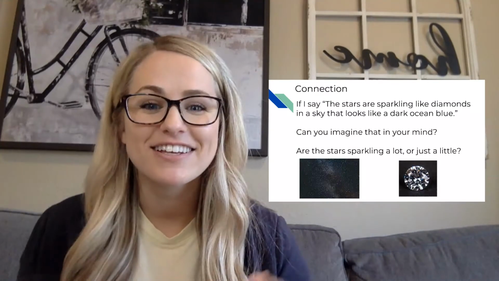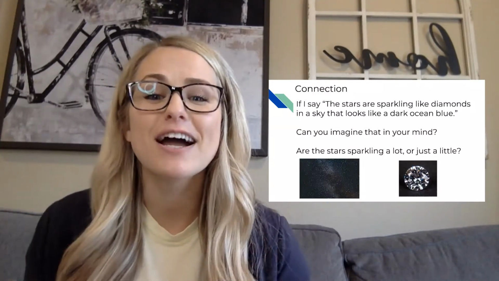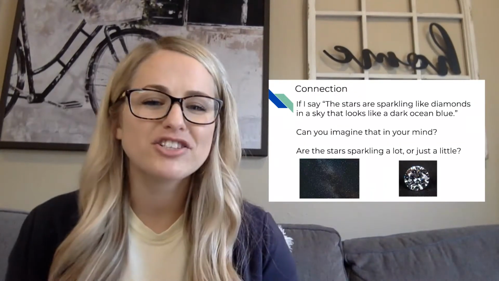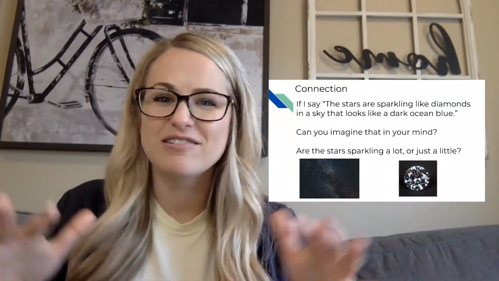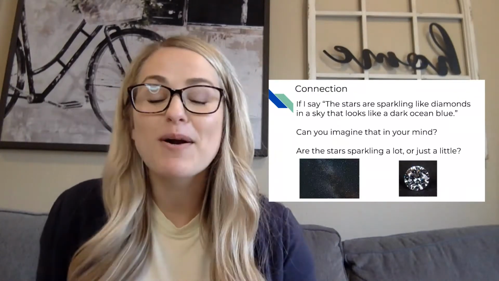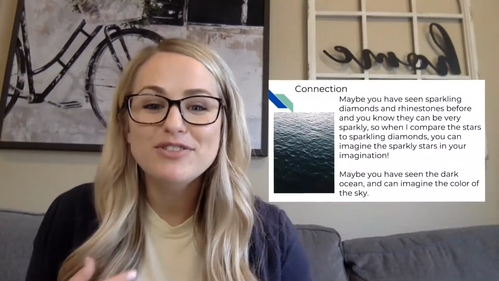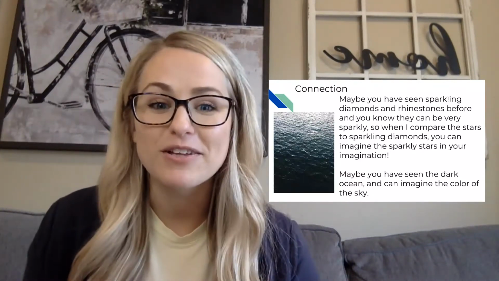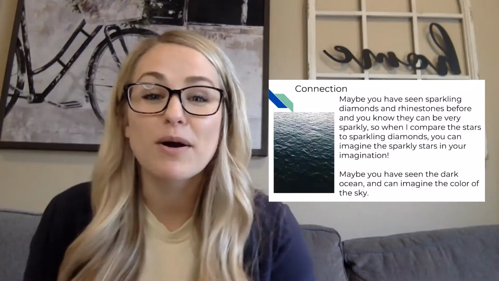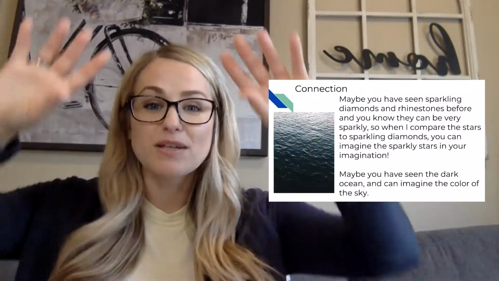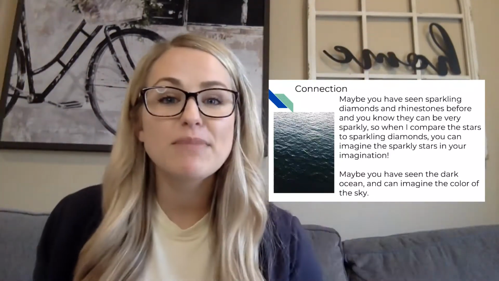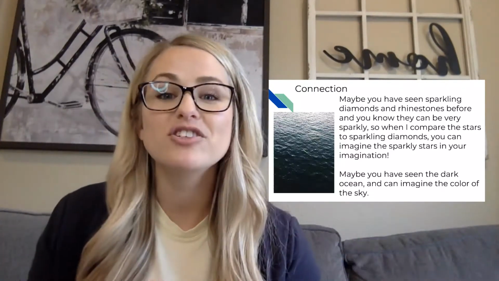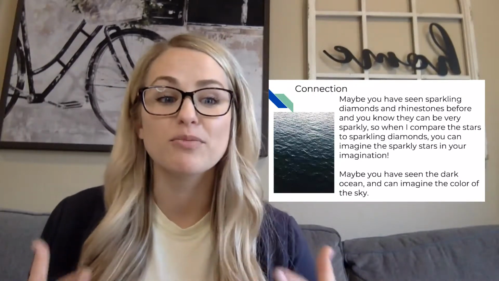I'll say it again. The stars are sparkling like diamonds in a sky that looks like a dark blue ocean. Are you imagining that the stars are sparkling a lot or just a little and not at all? They're sparkling a lot, right? Maybe you've seen sparkling diamonds and rhinestones before, and you know they're bright and sparkly. So when I compare the stars to sparkling diamonds, you can really imagine something sparkling up in the sky. And maybe you've seen the dark ocean or you've seen a dark body of water, and you can imagine the color of the sky being that dark, dark blue.